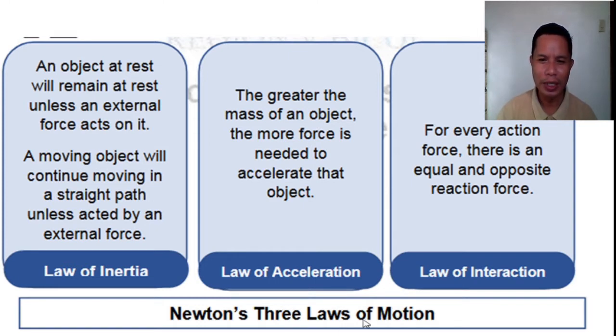So we have Newton's three laws of motion. The first one is the law of inertia or the first law of motion. An object at rest will remain at rest unless an external force acts on it, and a moving object will continue moving in a straight path unless acted on by an external force. We have the law of acceleration. The greater the mass of an object, the more force is needed to accelerate that object. And number 3, we have the law of interaction. For every action force, there is an equal and opposite reaction force. So those are Newton's three laws of motion.